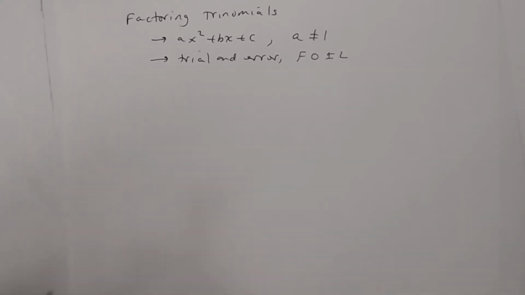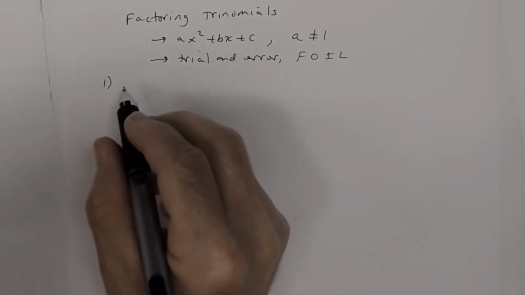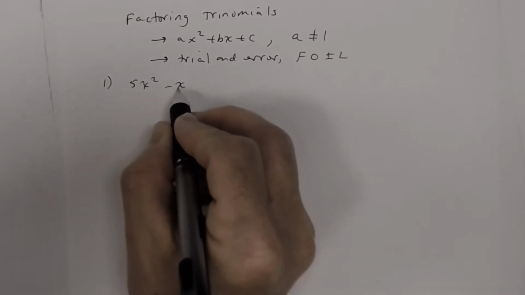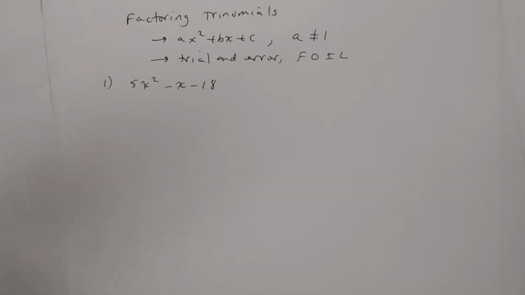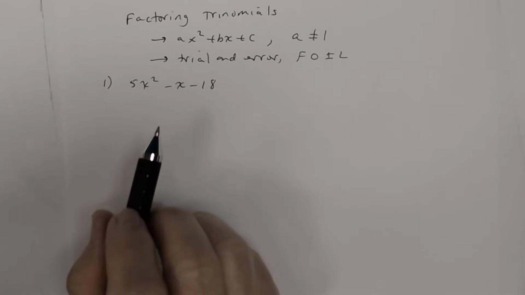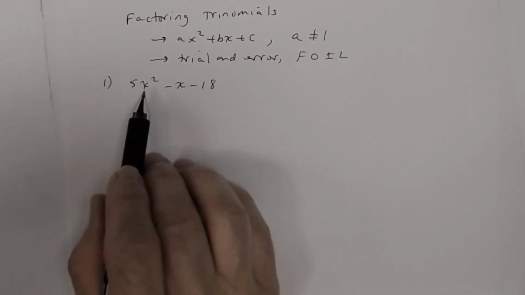So let's look at number 1. I want to factor this trinomial: 5x squared minus x minus 18. Okay, so I want to factor this. Remember, when we did this, we always look for the GCF. Whenever you're factoring a polynomial, and this polynomial is this trinomial here, we always want to look for the GCF. The GCF of those three terms is 1.